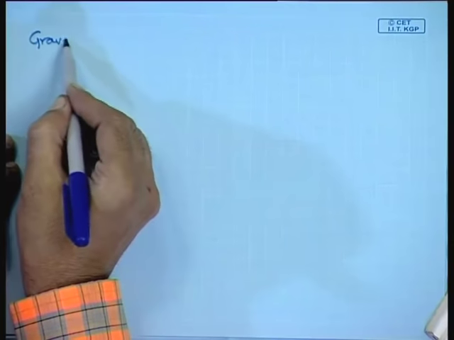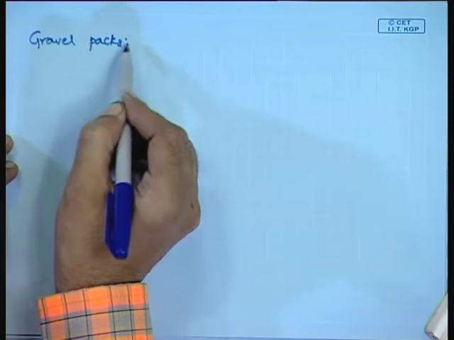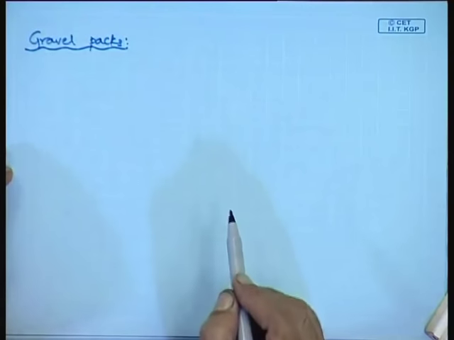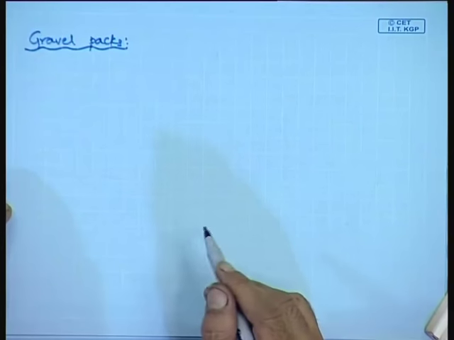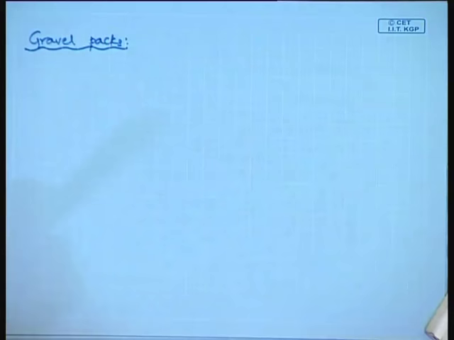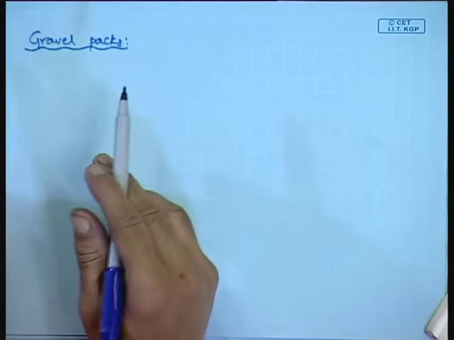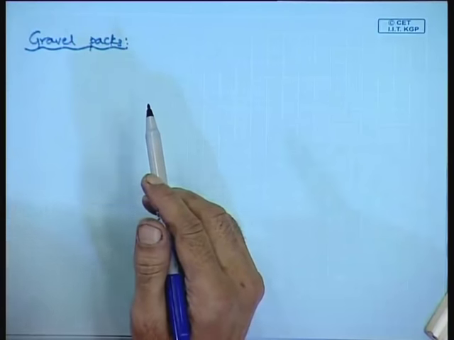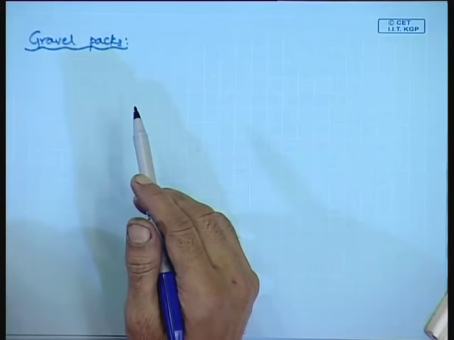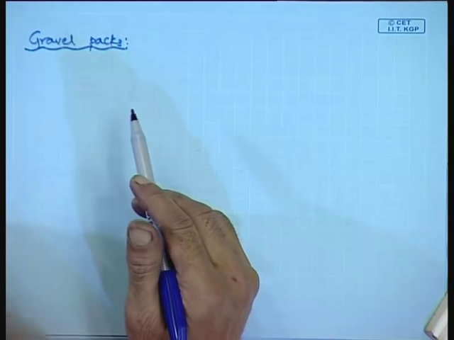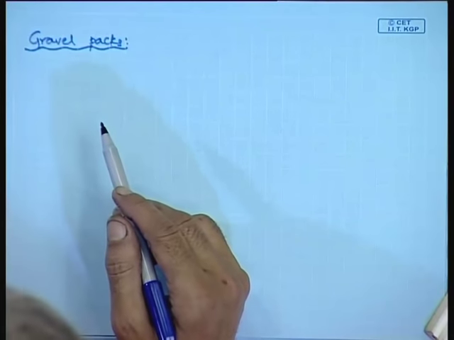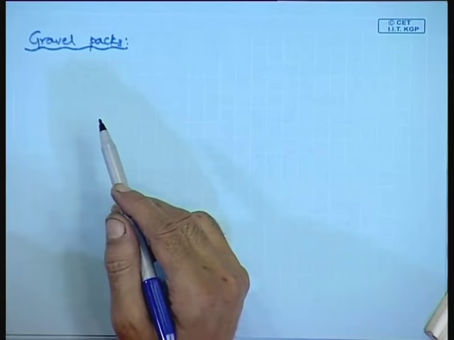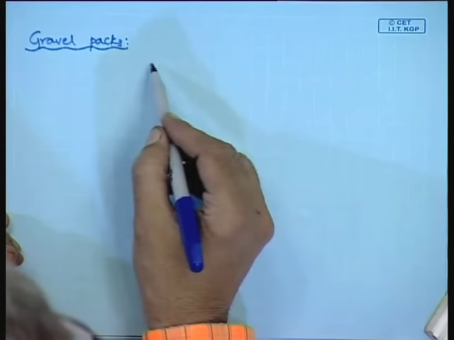So next we will discuss gravel packs. These gravel packs consist of gravel, and they serve as a via media, an intermediate media between the aquifer material and the well, wherein there is the hydraulic gradient. And so they will reduce the groundwater velocity significantly. Let me show you a typical one.